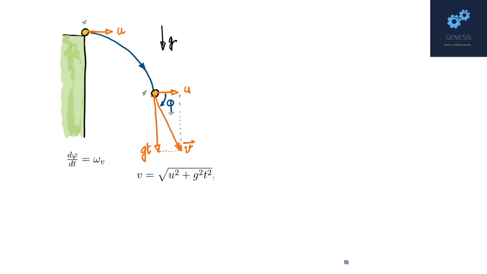What we want is this d phi by dt, which I am writing as omega v, omega of the velocity. The rate at which this velocity vector turns is the rate at which this angle phi changes. This is the significance of the angular velocity of the velocity vector. To find this angular velocity, let us consider how this velocity vector changes in a time dt.